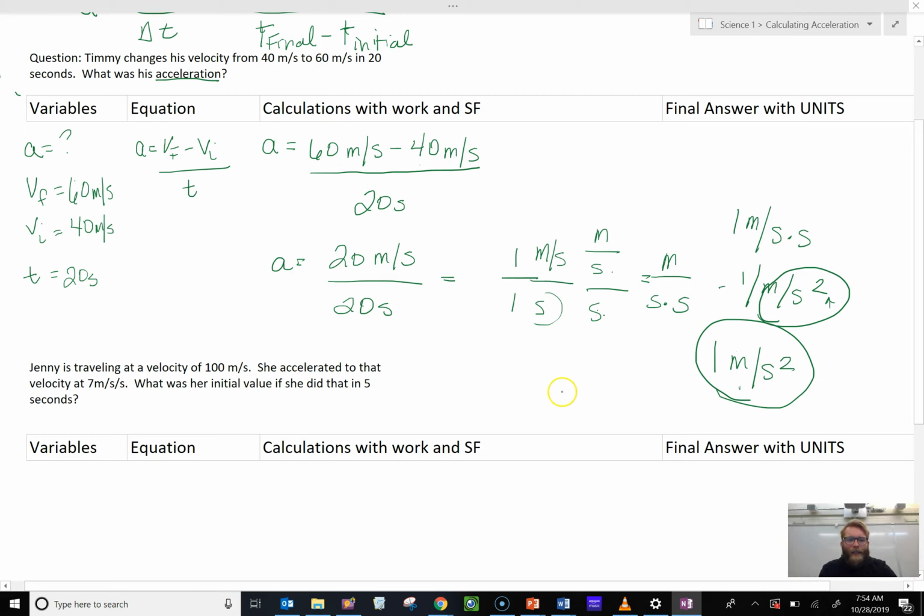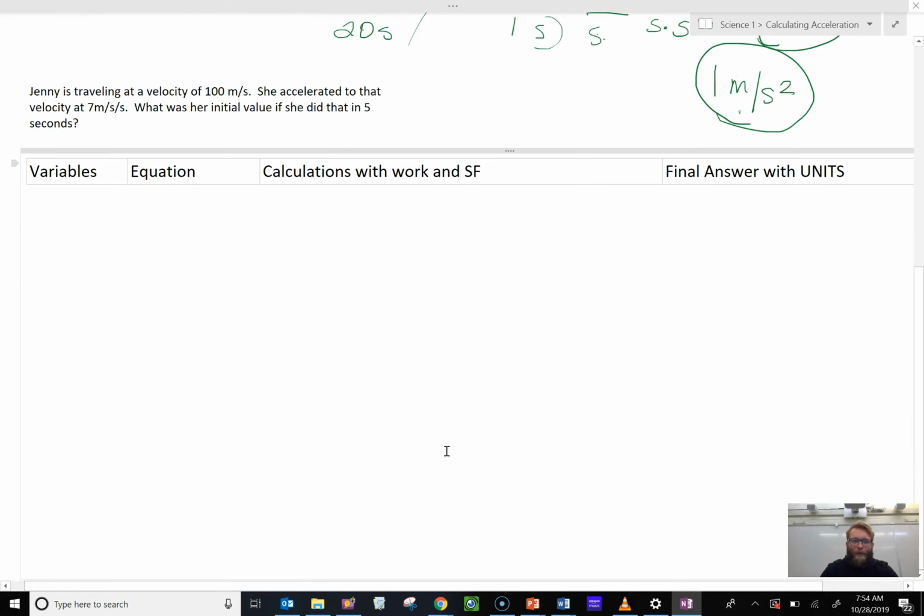Let's try going through a different scenario, if we're asked to solve for a different part of the equation. So let's start here. Jenny's traveling at a velocity of 100 meters per second. She accelerated to that velocity at 7 meters per second, which, remember, is the same as meters per second squared. They're equivalent. So what's her initial velocity if she did this in 5 seconds?